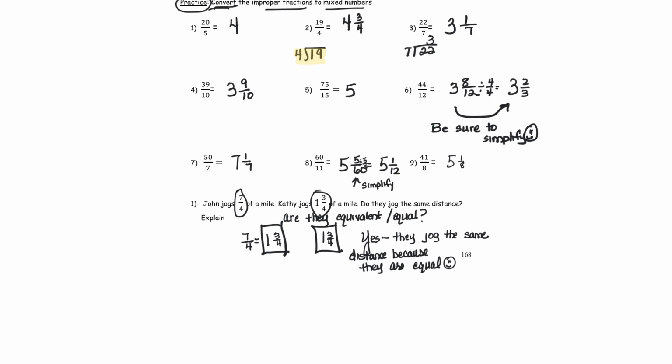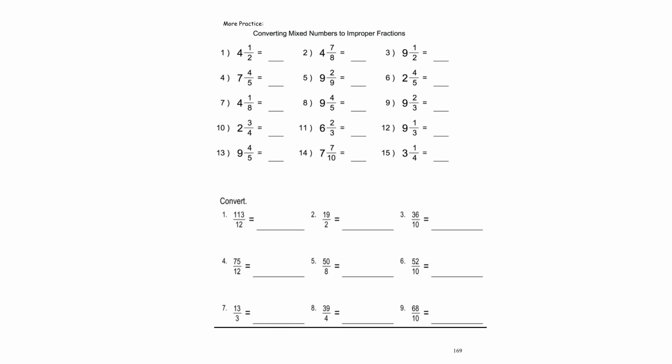So let's take a look and see what's left for today. Your homework is going to be this page here, and you're going to complete all the problems. The top part is converting mixed numbers to improper fractions. The bottom is going to be converting improper fractions to mixed numbers, and that's it for today.